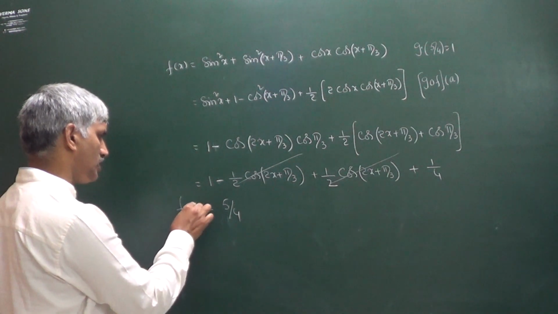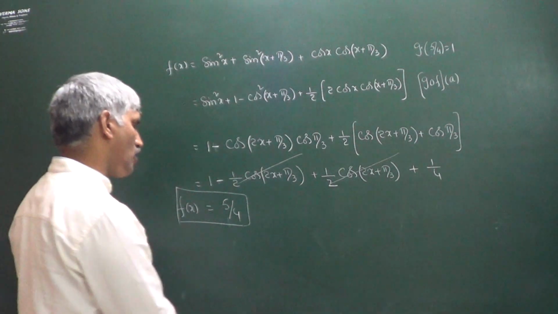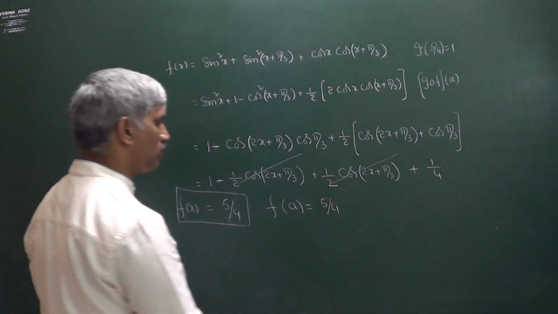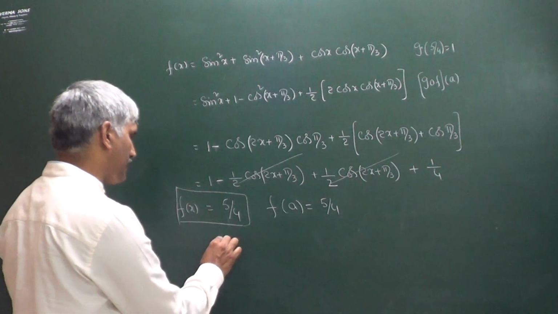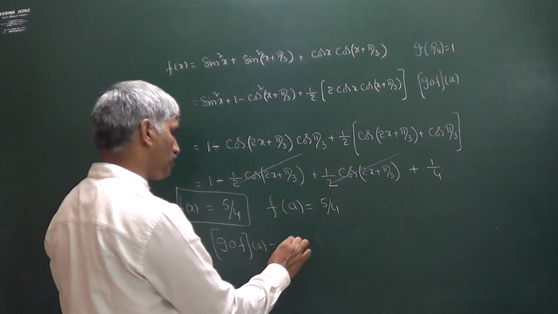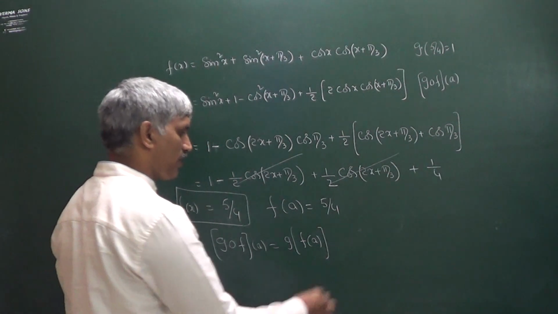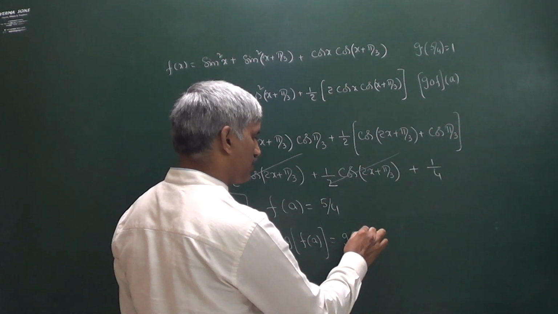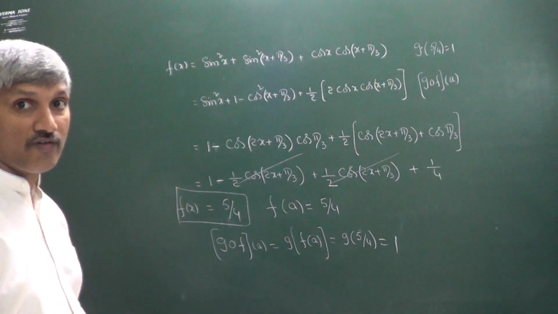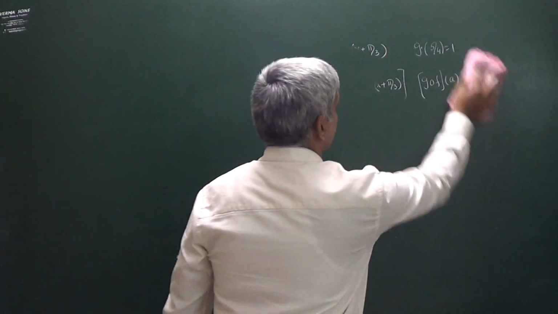So we have the information f(x) is equal to 5/4, which means no doubt f(a) is also equal to 5/4, but he is asking to find g∘f of a. g∘f of a means we have to find g(f(a)), but we have the information f(a) is equal to 5/4, so g(5/4), but in the question g(5/4) is given as 1. So g∘f of a is a constant function, that is equal to 1.